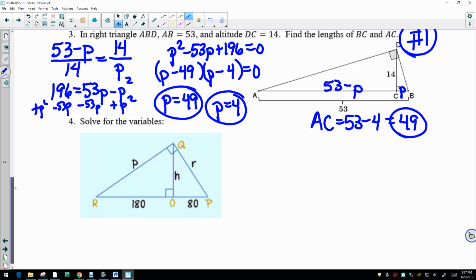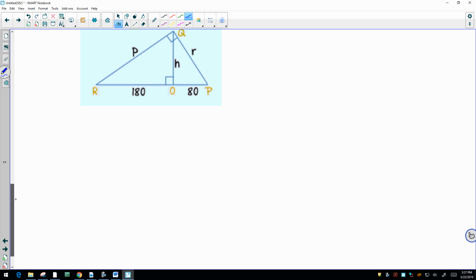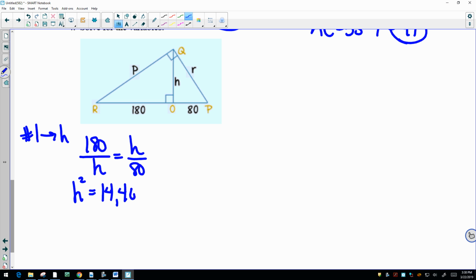Okay, and then we're going to take a look at number 4. So again, I'm going to start us off and say, let's take a look at that segment labeled as H, because so far that's what we've been doing. H is our altitude. And it looks like we would be, again, using picture number 1. So number 1 to solve for H. Okay, so we're going to go right side over the altitude equals the altitude over the left side. And we'll cross multiply. So we get H squared is equal to 14,400. And when we square root, we're going to get H equaling 120. Okay, so I know that this is 120.